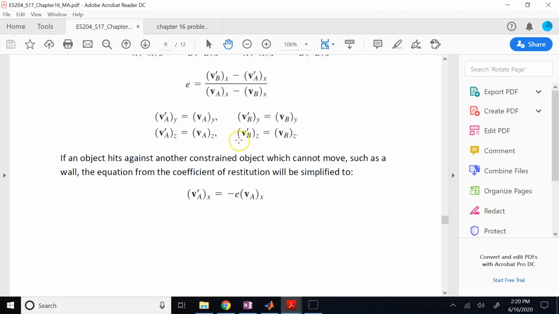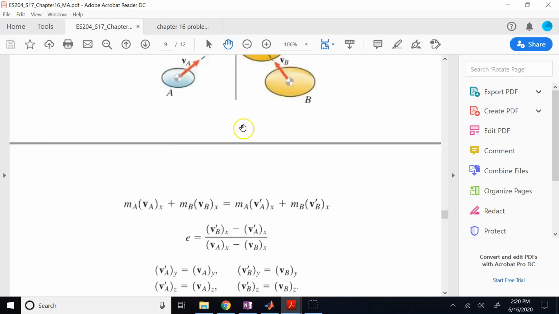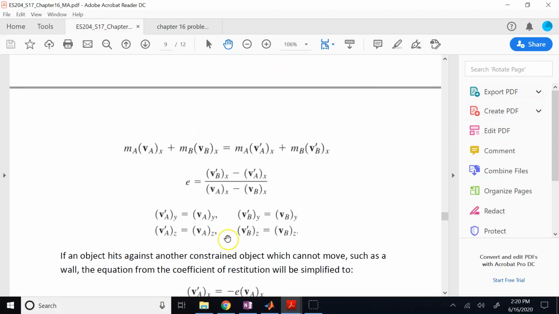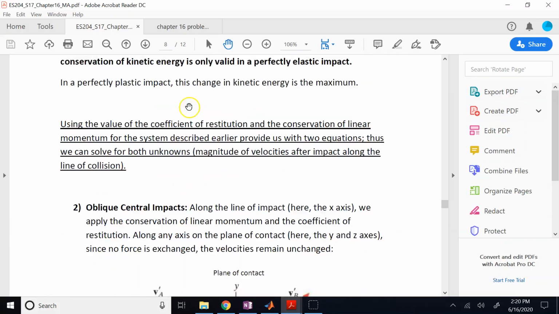But then along y or z, or both, since there was no force, there will be no change in the velocities of any of the particles. So velocity A prime of y is the same as velocity Ay, and the same for z. So none of these components are going to change because along those axes, no force was exchanged. Okay? So for y and z, basically we do nothing. We just say the components of these particles, each one of them, are not going to change. For the x-axis, if x is the line of impact, then yes, we have to follow the same way we did for direct central.